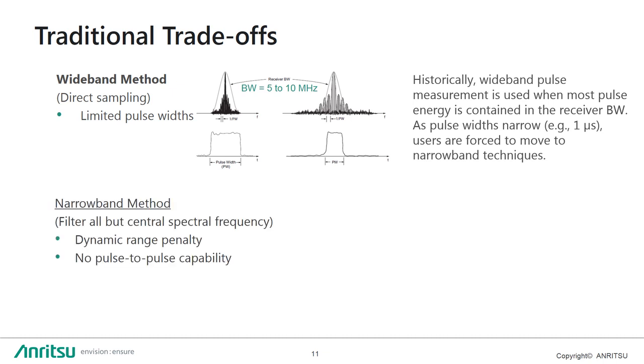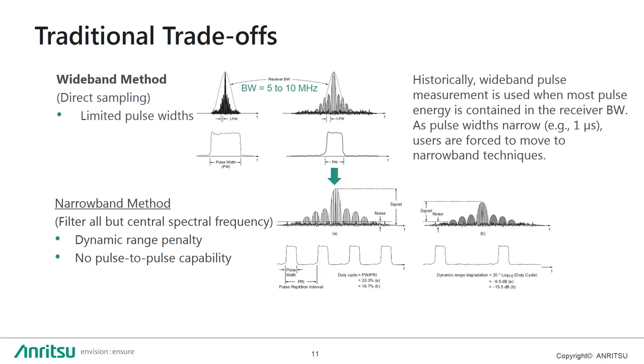To address narrow pulses, the narrowband method has been employed. This method capitalizes on the fact that the central spectral line carries the magnitude and phase information of the underlying RF signal, FC. After filtering out everything but this frequency, only a CW signal remains and standard VNA processing may be applied. The advantage of this technique is that narrow pulse widths can be measured.